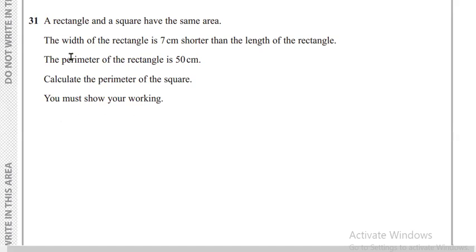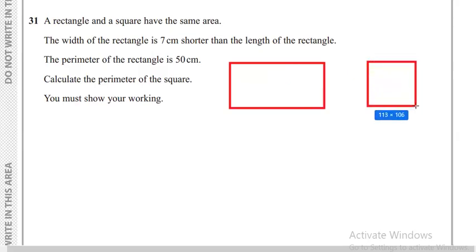Now, first, let's break down the question step by step. As we said, we have two things, a rectangle and a square. So let's draw them here. So this is a rectangle, and this one is the square. Let's break down the question so we know what they need, okay?